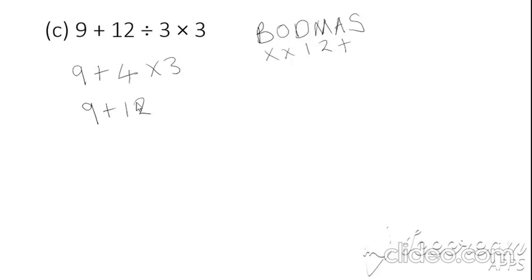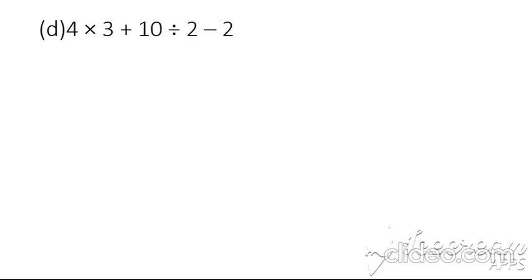Now what is 12 plus 9? So that is 21. So that's how you go about this type of question. Okay, now let me solve for D.